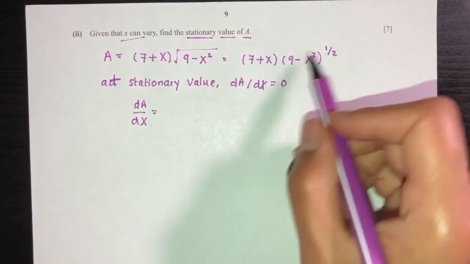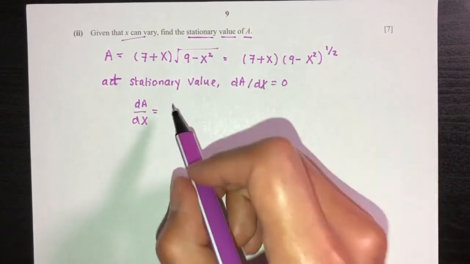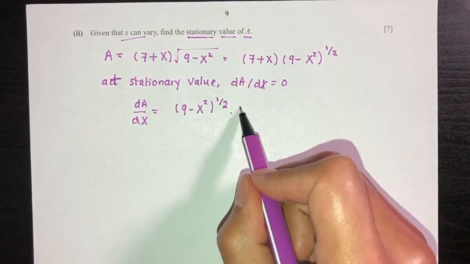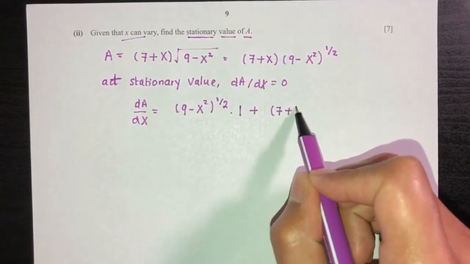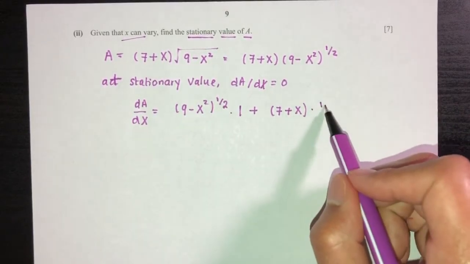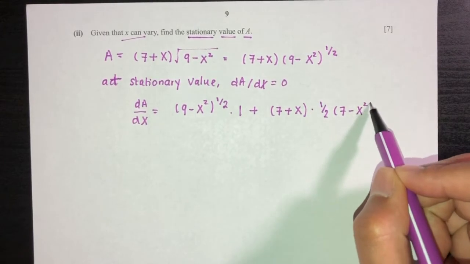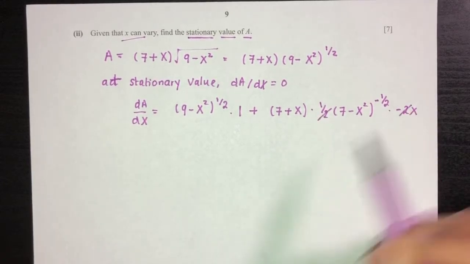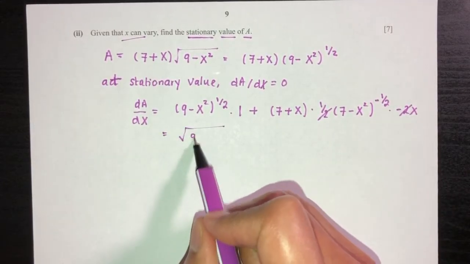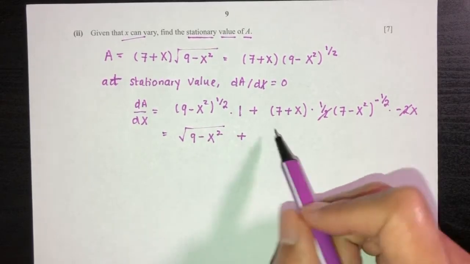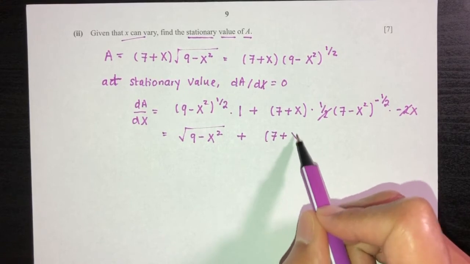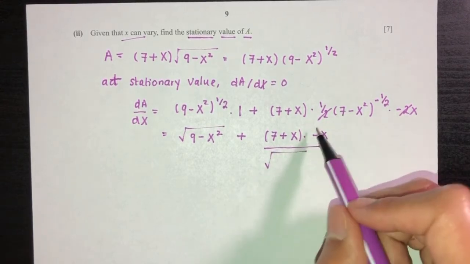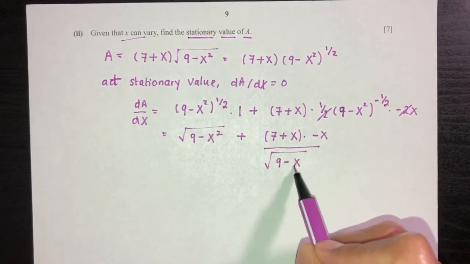dA by dx will be found by using the product rule. First you have to leave this one the way it is, and then find d by dx of this one, that is 1, plus, now we have to leave this one alone and find d by dx of this one, that will be half 9 minus x square to the power minus half times minus 2x. So these two cancel out. So you will have square root of 9 minus x squared plus 7 plus x times minus x over root of, this is 9 actually, not 7, 9 minus x squared.